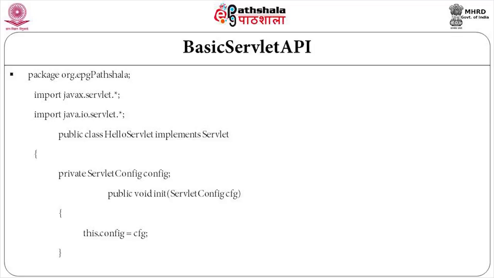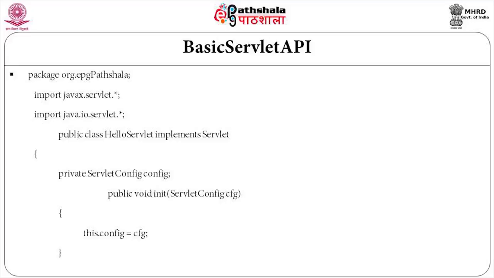So, first method, init method. We have the public void init, parameter is servlet config. What do we do here? A servlet config is being injected, fine, we will store it in our config object. So, this is nothing but this dot config equals config, the parameter name here is config, fine, we use that. So, this dot config is config.